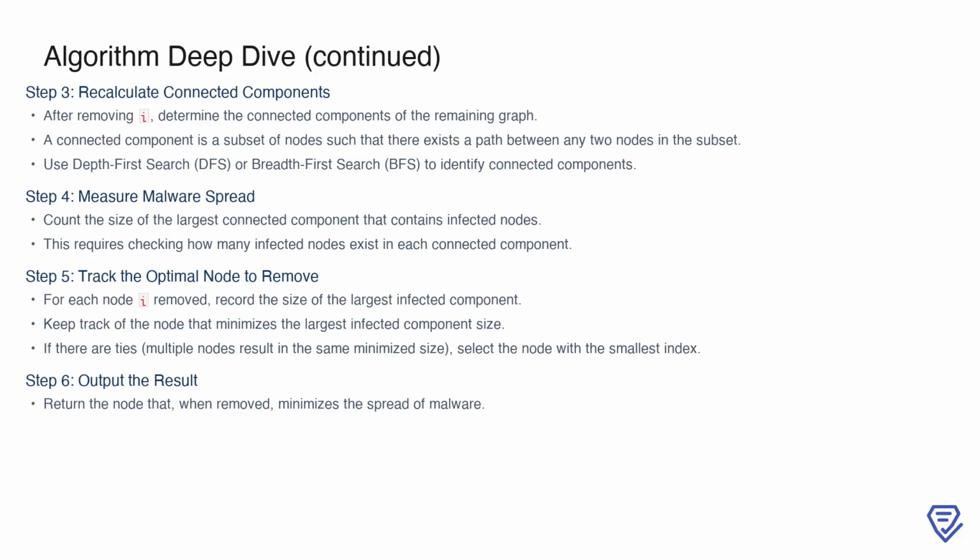For each removal, we record the size of this largest infected component and track which node results in the smallest size. If there are ties, meaning multiple nodes lead to the same minimized size, we resolve them by selecting the node with the smallest index. Finally, after evaluating all nodes, we output the node that, when removed, best minimizes the spread of malware.